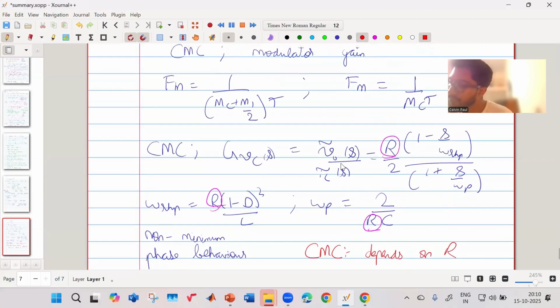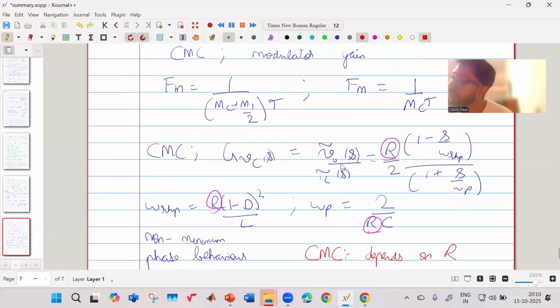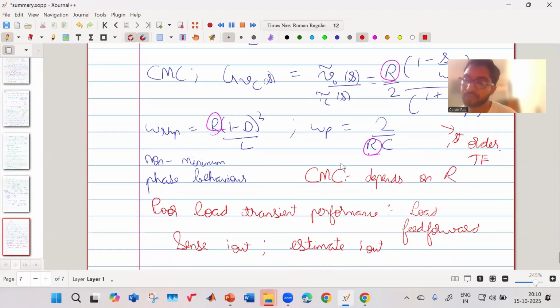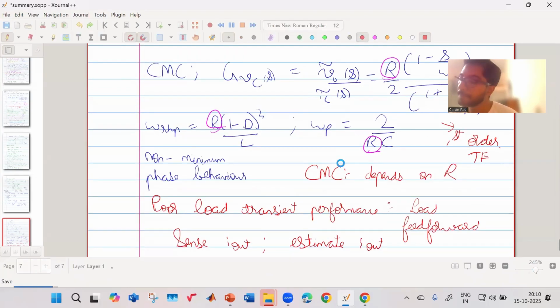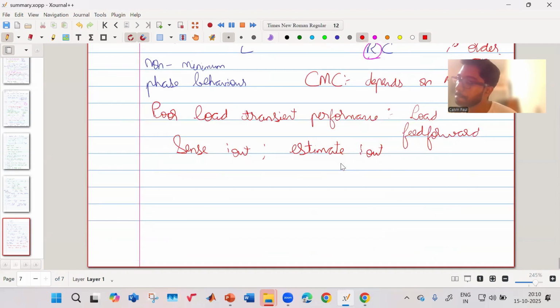Now, if you notice, this is first order. It is like a first order transfer function. Whereas for your voltage mode control, it was a second order transfer function. So that is why current mode control is easier to compensate, easier for you to control, for you to design the controller. Okay.